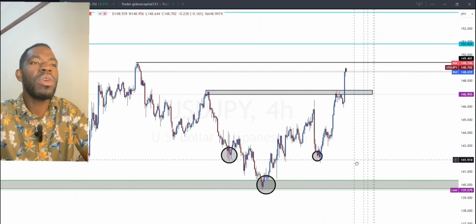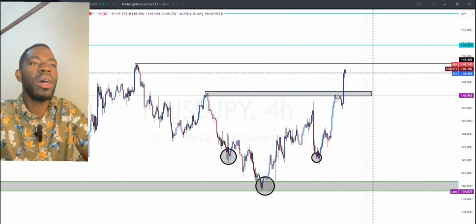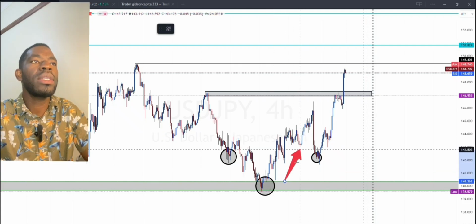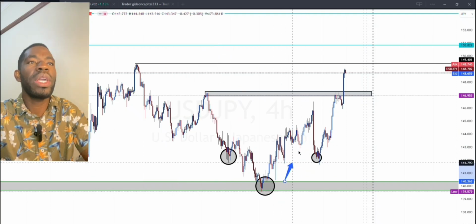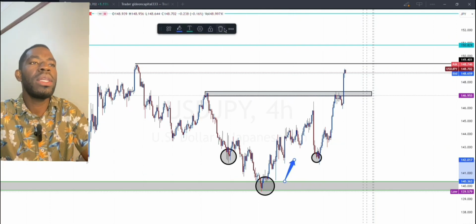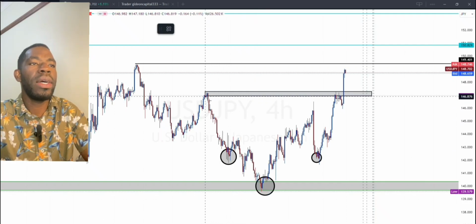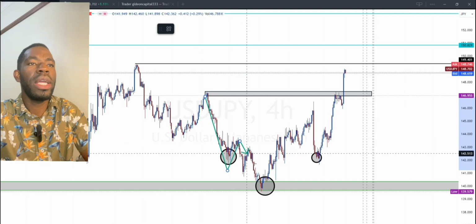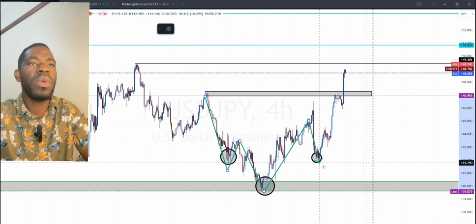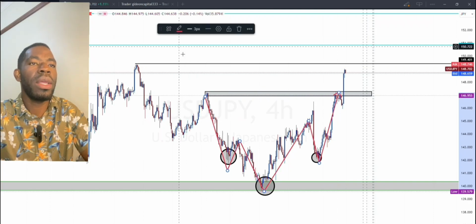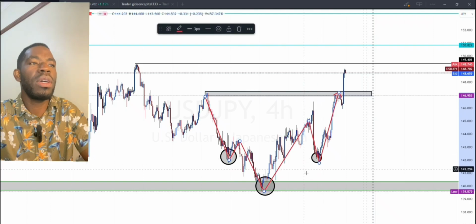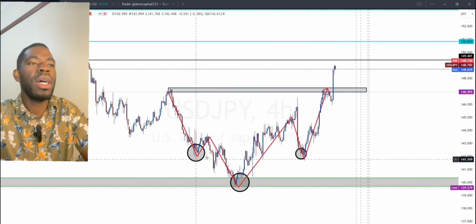The moment it touched support, there was this reaction to the upside. So we are looking at the price going up. It's now turning bullish, because as we will see, it is creating higher prices. So what we see here is something like that, an inverse head and shoulder. It doesn't have to be perfect, but that's what we are seeing right now. I'll change that to red so that you can see clearly. This is one shoulder, this is the second shoulder, and this is the head.